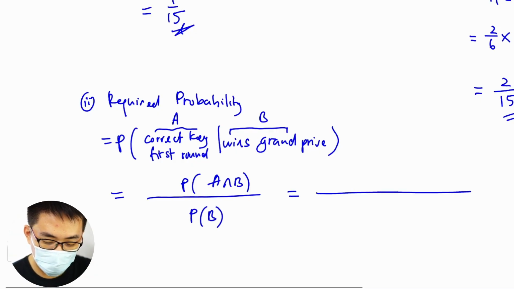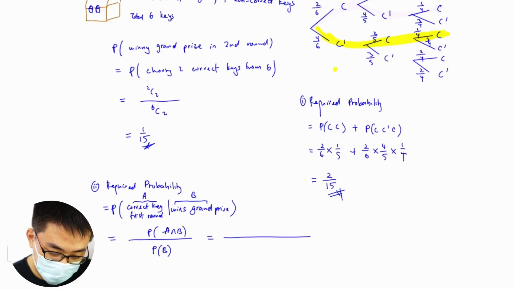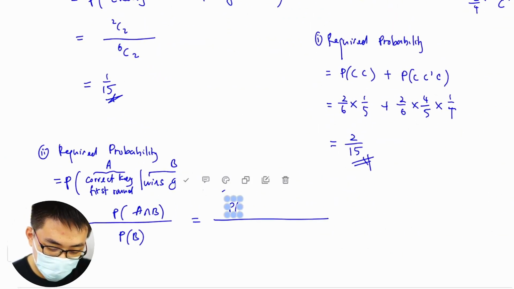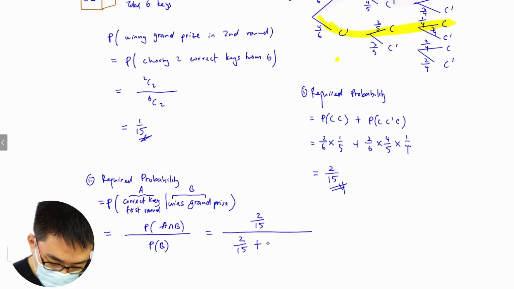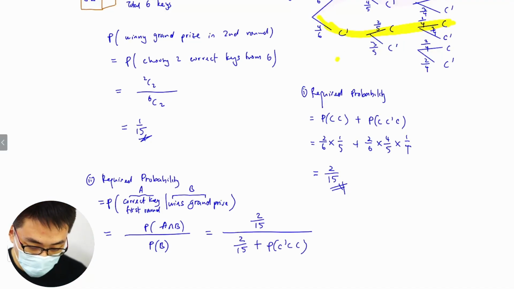So grand prize will mean that we just need to include this extra one below, which is this PC prime, PC, C prime CC. Okay, that's the only one we need to add. The one above is the same as the first one. A intersect B is just the one we found just now. The total will be 2/15 plus, okay, just add the yellow one.